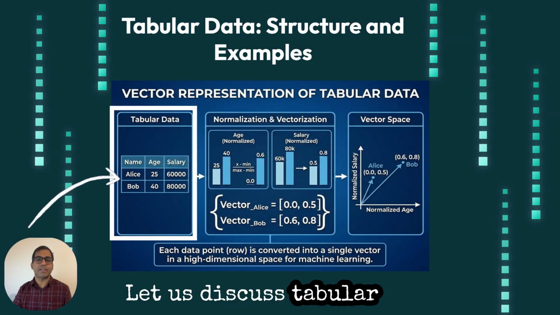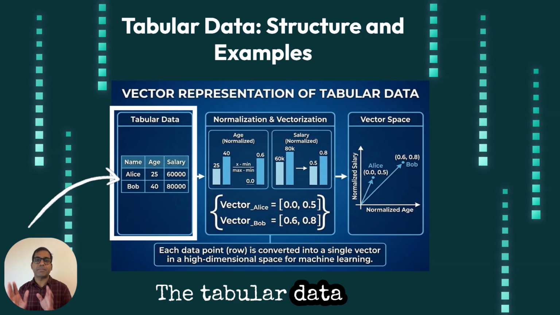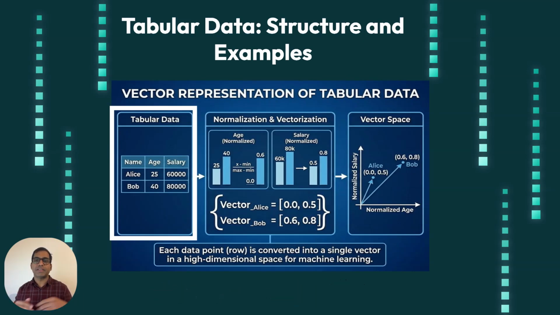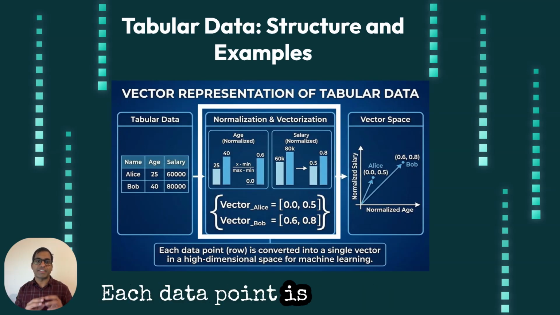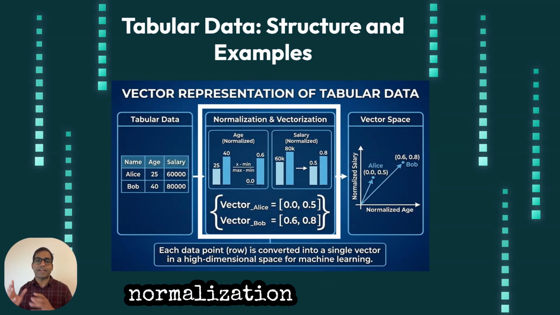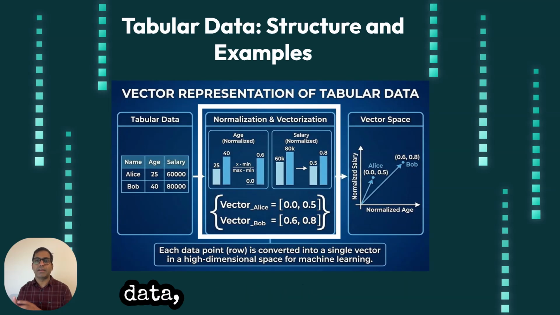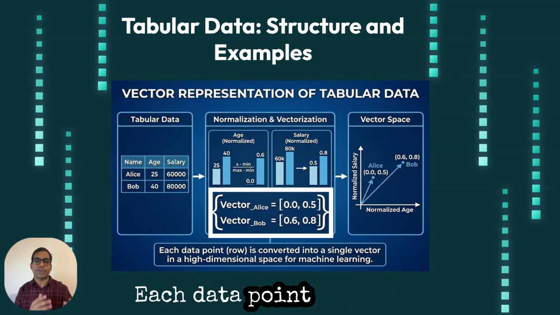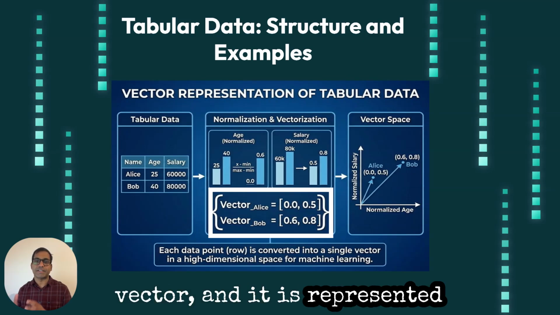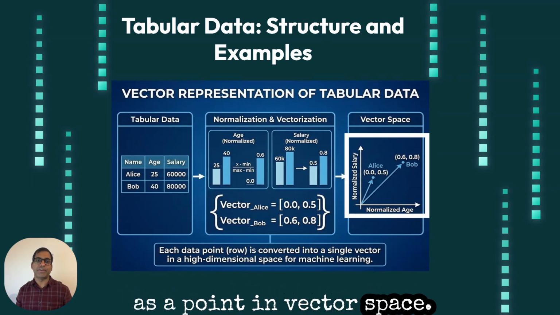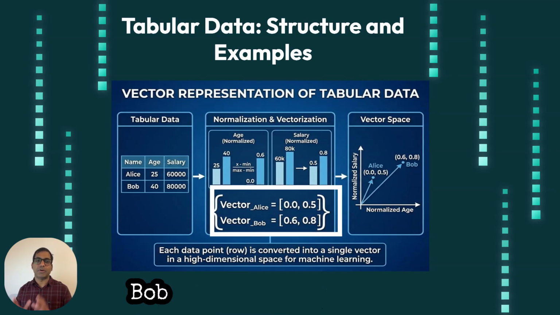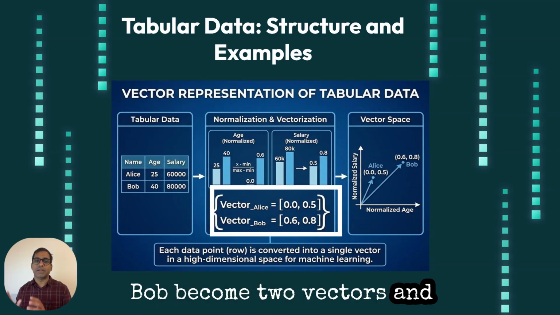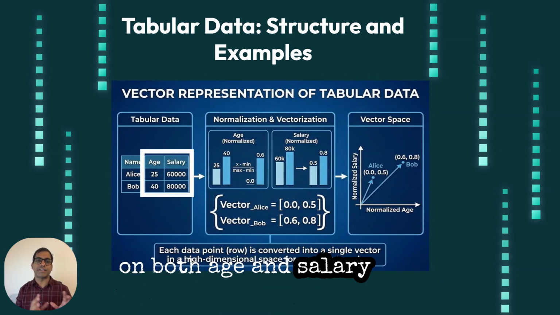Let us discuss tabular data. The tabular data comes with rows and columns. Each row of the table becomes a data point and columns are features of the data point. Each data point is transformed into a vector either by normalization on numeric data or applying encoding on categorical data. Each data point becomes a vector and it is represented as a point in vector space. In this example, Alice and Bob become two vectors and normalization is performed on both age and salary.